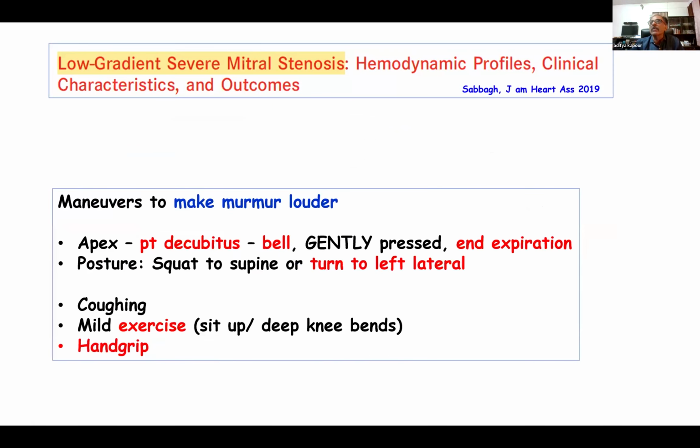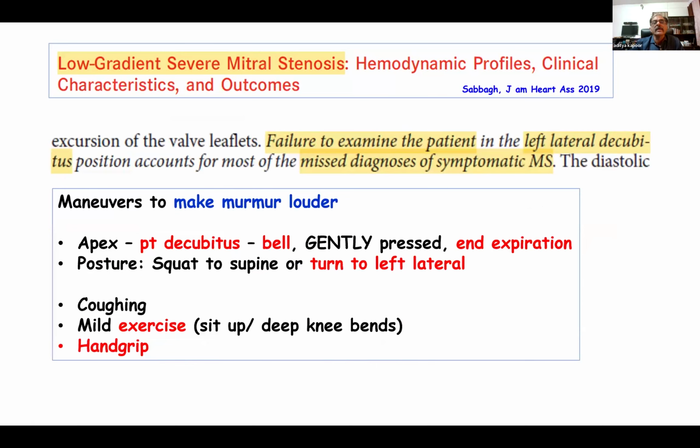So how to bring out the murmur? Make the murmur louder in a patient of MS by going to the left lateral decubitus, end expiration, mild exercise, hand grip. So do all these maneuvers. Again, Hurst's book clearly says failure to examine the patient in the left lateral decubitus is accounting for most of the misdiagnosis of symptomatic MS. So whenever you are auscultating for MS, always put the patient in left lateral as well.